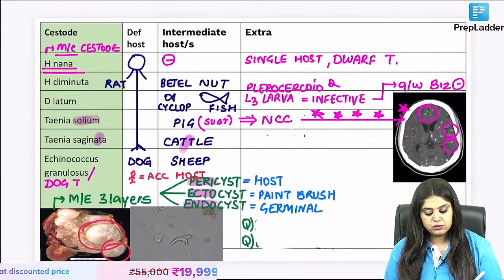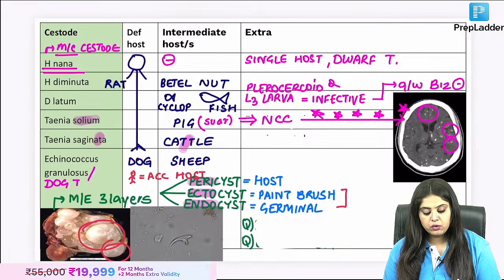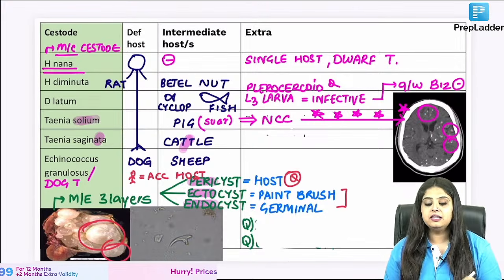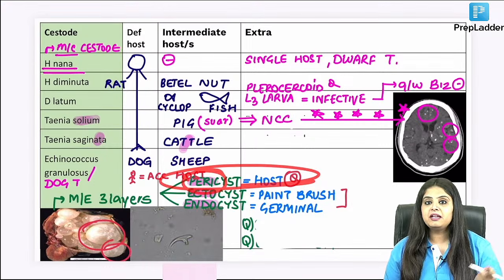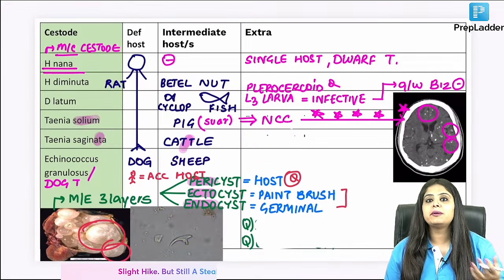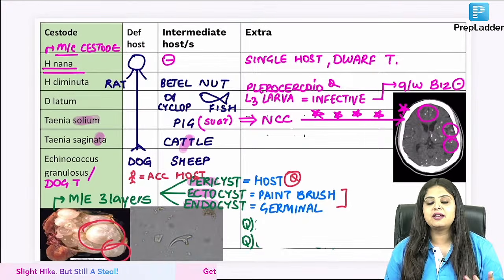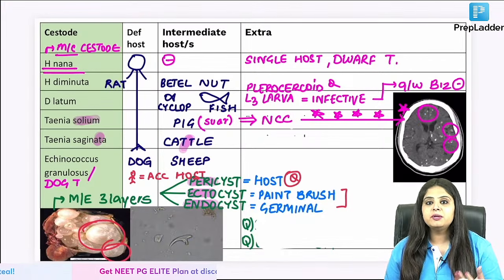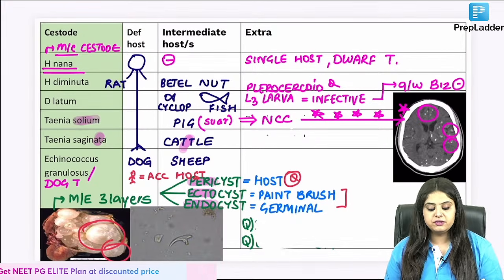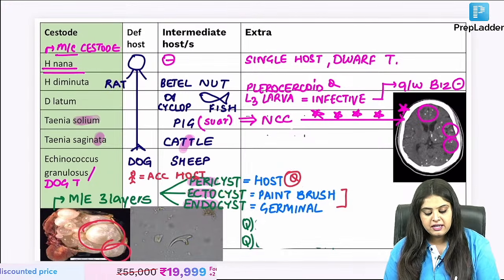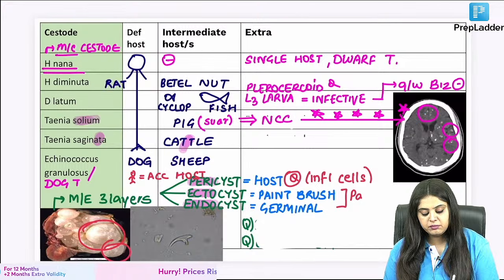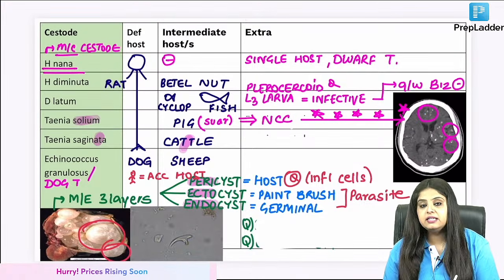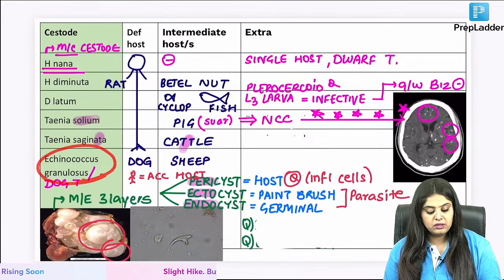Which of these is going to be derived from the host? Out of these 3, the outer one, the parasite has not made. The pericyst, the periphery, we have made, because imagine if a parasite comes into our body, we will make inflammatory cells: eosinophils, lymphocytes, neutrophils. All those inflammatory cells end up making the pericyst. This is the first question: what has been made by the parasite? Only the ecto and endo. Echinococcus only makes ecto and endo.